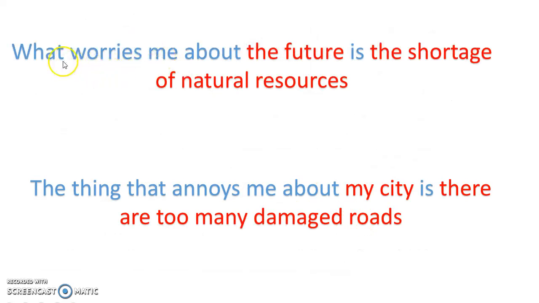All right, finally, I want to share these two examples with you guys. What worries me about the future, in this case, is the shortage of natural resources, right? Then again, in red, I'm using the elements that you can substitute. And finally, the thing that annoys me about my city is there are too many damaged roads, right? You see that we're using here the verb annoys, the verb worries in singular verb form in present simple, and then after that, the reason to justify what you feel about something.